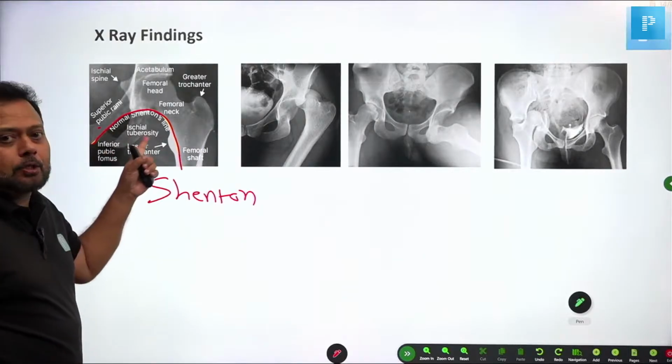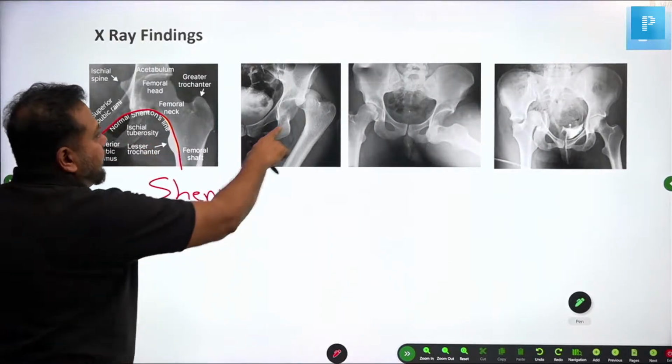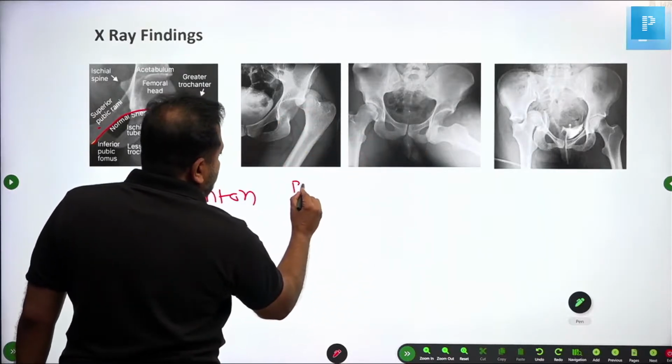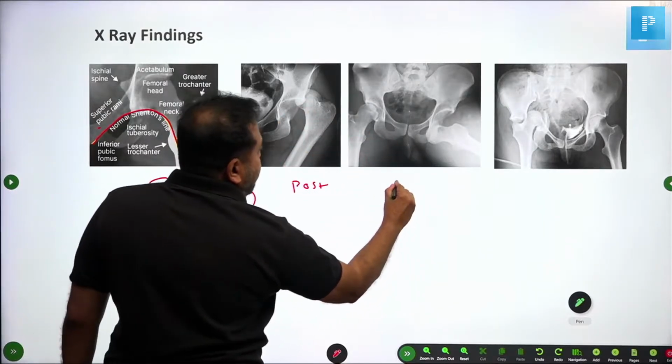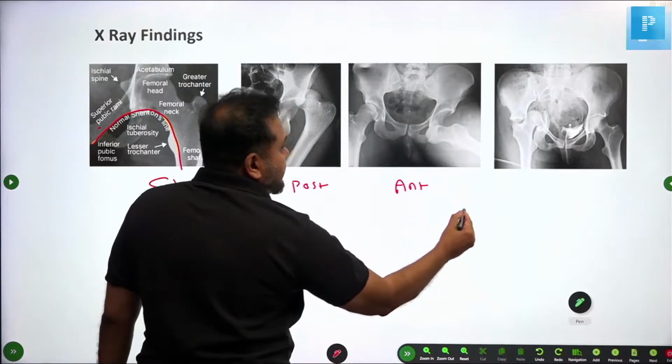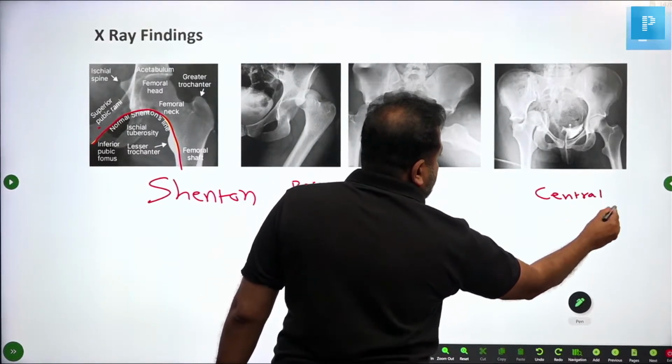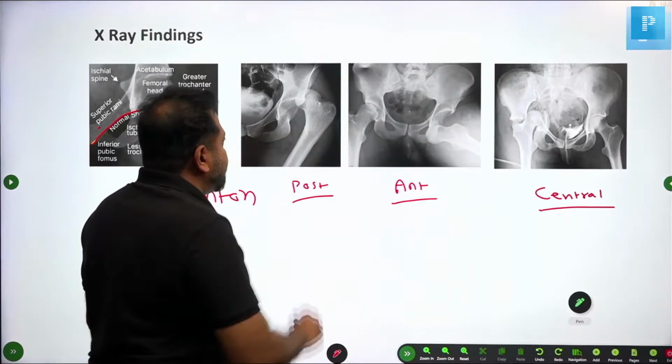So this line is called Shenton's line. If, for example, this is a case of posterior dislocation hip, this is posterior dislocation hip. This is an image of anterior dislocation hip. This is an image of central dislocation hip. Central dislocation. I have given the X-ray of all 3 types.